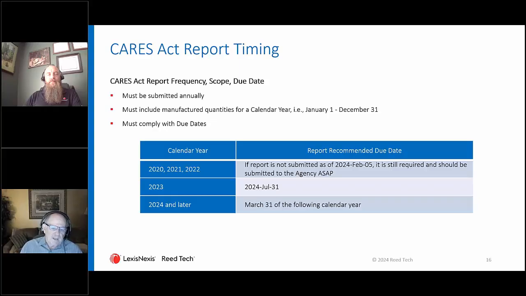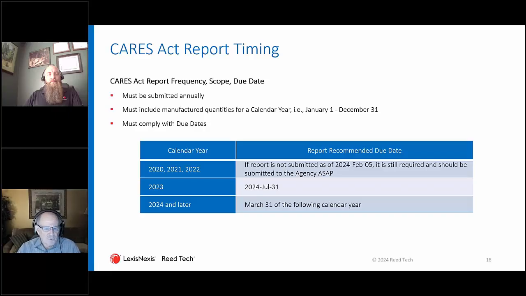And that may not necessarily be your fiscal year, but for the calendar year, January 1 through December 31 is the reporting time period. And we now understand the various due dates. So this is retroactive 2020, 2021, and 2022. For those calendar production years, the FDA says those are still required, even though time has marched on, and they should be submitted to the agency as soon as possible.